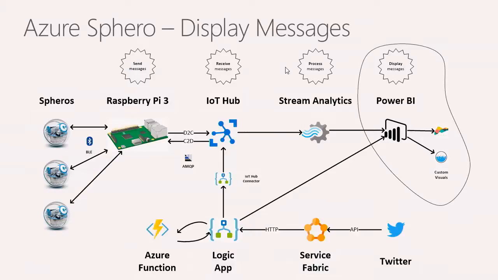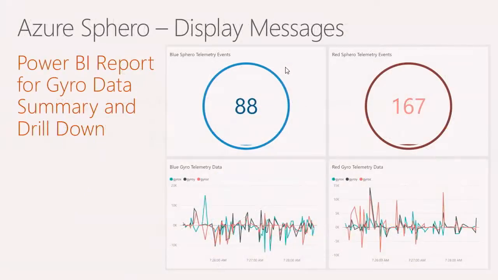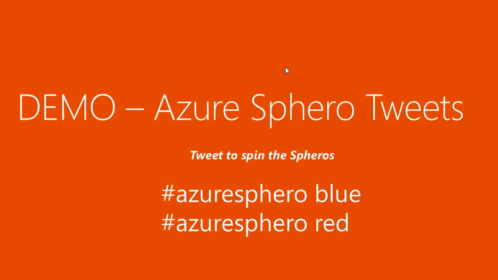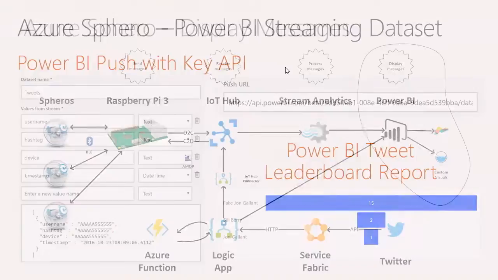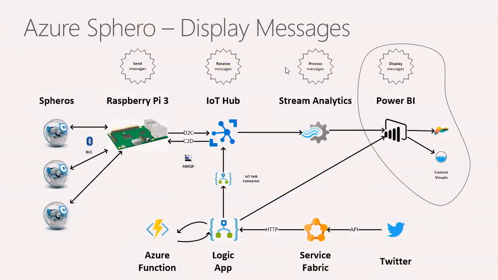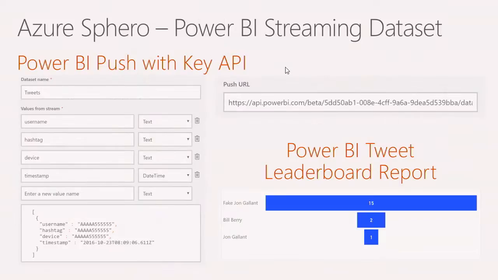Okay, so then display messages. We talked about Power BI. We talked about this report with the drill down. The next thing we want to talk about is this line right here that goes from Logic App to Power BI. We talked about streaming data set. So within Power BI, you define your data set in the browser, and you give it a schema, and you say, here is the username, the hashtag, device, timestamp. So this is the tweet data. So we're going from Twitter to Service Fabric to Logic App. Logic App goes to Power BI. So this is the tweet data with the leader report, and it gives you a URL there.